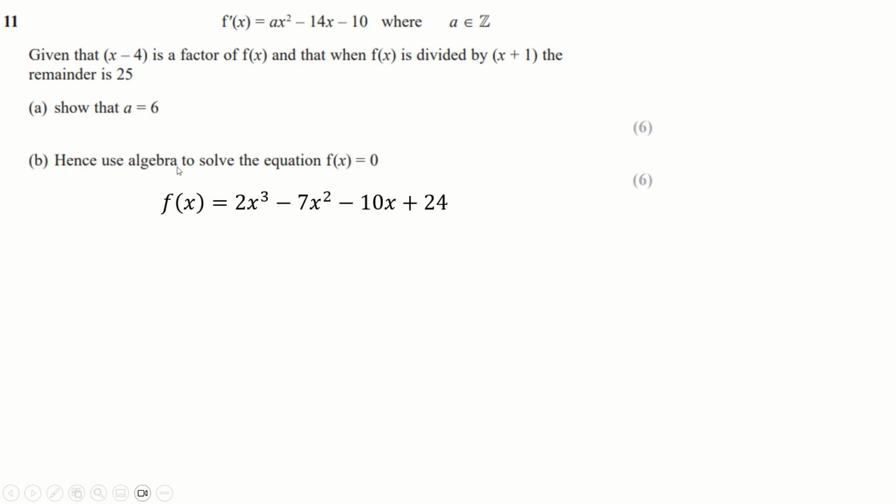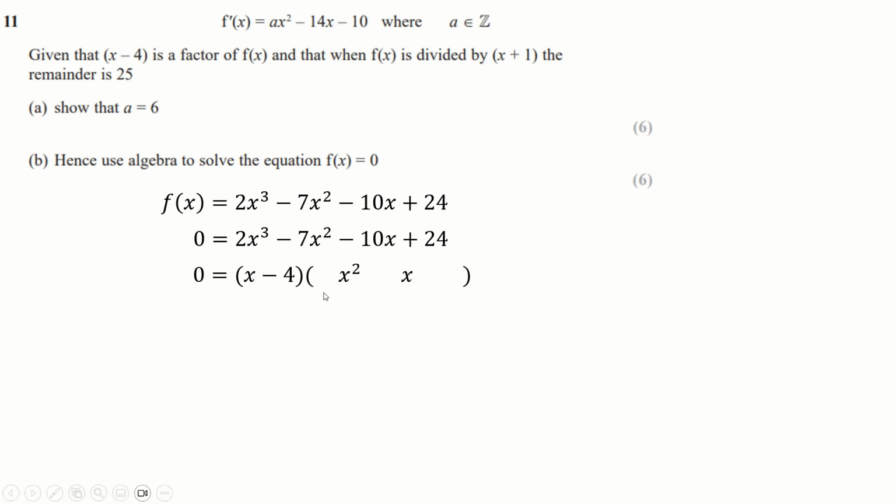Good. Hence, use algebra to solve f of x equals 0. So set that to be 0. I know this factorizes to x minus 4 because x minus 4 is a factor. It's literally a factor. So this factorizes with an x minus 4. I don't know what the rest of it is. You can do polynomial division if you want to, but everyone knows that I refuse to do that.